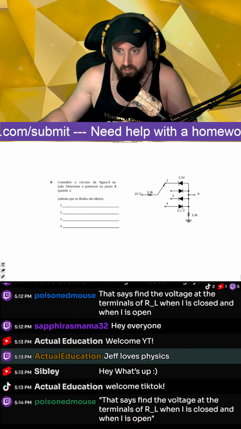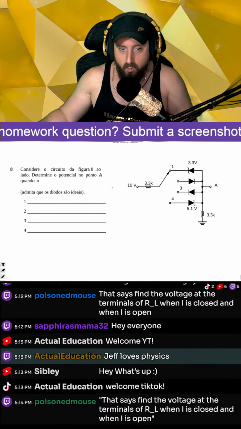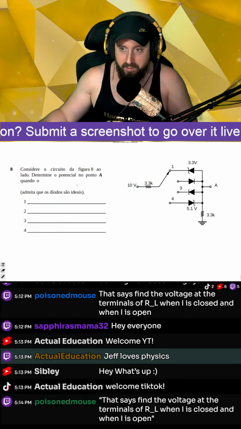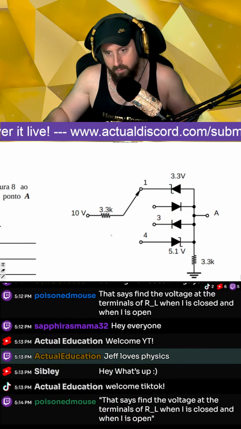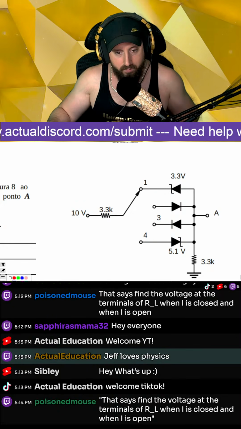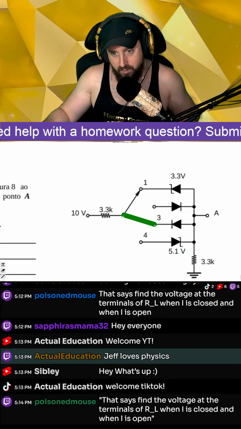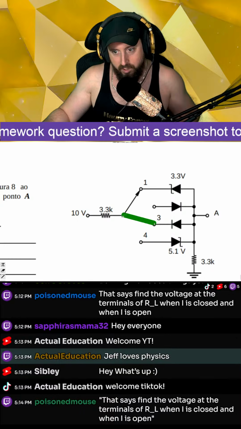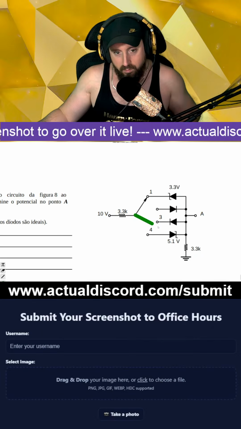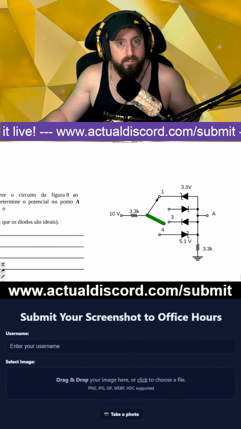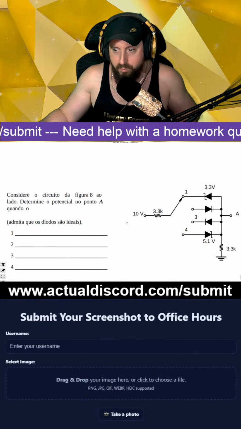Oh, actually, sorry, I wanted to do this one first. Consider the circuit, determine the potential at point A when these switches are flipped. Oh, I see. So for instance, this would be 1, this would be 2, this would be 3, and this would be 4. Is that what we're saying for which switch we're going to? Yeah, that's correct. Okay, cool. It wants the potential at point A.